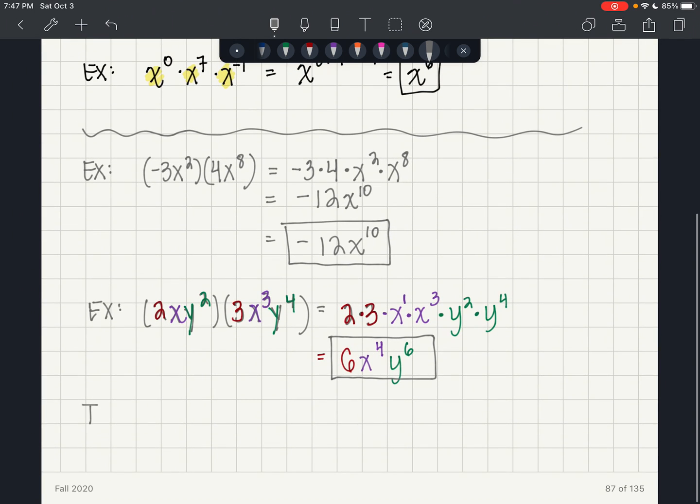Here's one for you to try. Negative a to the 6th, b cubed, times a squared, b to the negative 2. So go ahead and press pause, write that down, and come on back and check your answer.